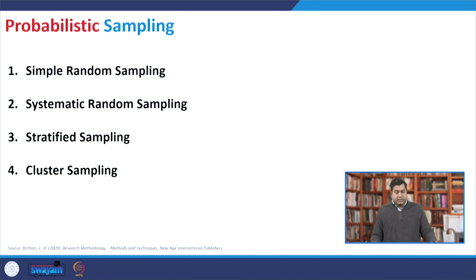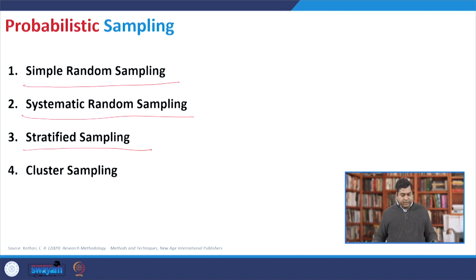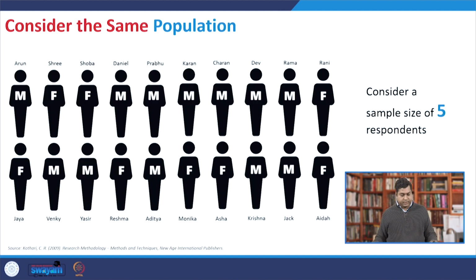Now coming to the classification, the broadly used probabilistic sampling methods: we will discuss simple random sampling, then systematic random sampling, then stratified sampling. We will also learn about cluster sampling. In cluster sampling and quota sampling, you will find certain similarity, but only the selection of respondents is much more random in nature. So we will start with simple random sampling, and what exactly it is.